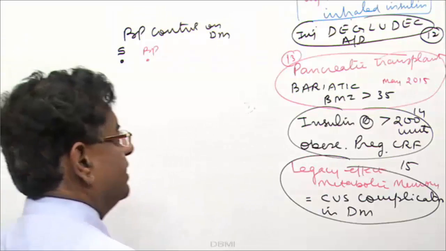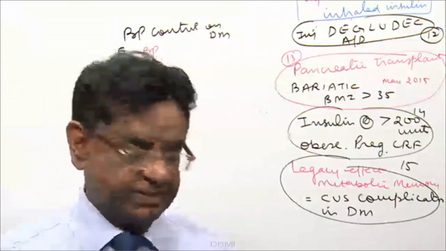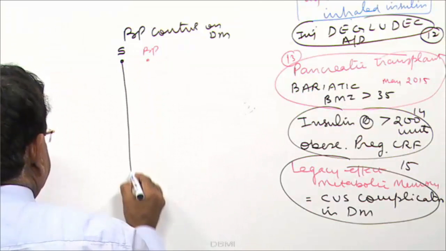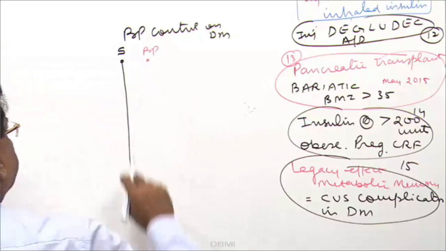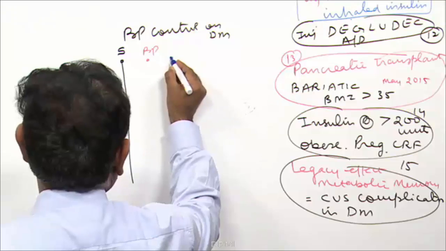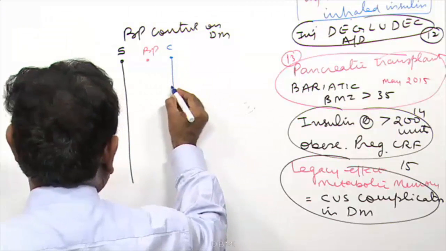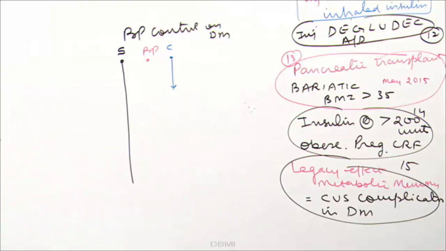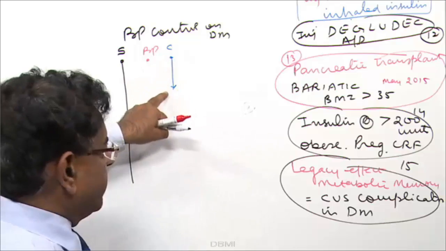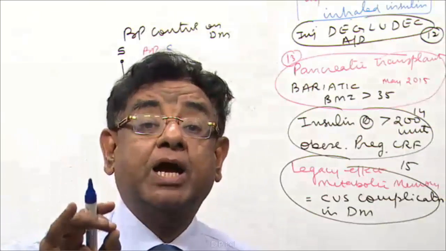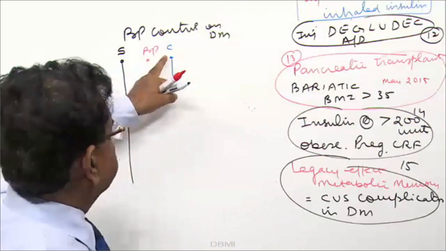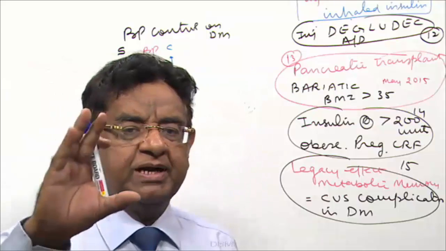And he goes to a diabetes specialist. The diabetes specialist controls his blood sugar, but he forgets to control his blood pressure. So his diabetic complication, C for complication, will come down this much. His sugar has come down, BP not controlled, so the diabetic complication, especially the macrovascular complication, will come down a little bit.